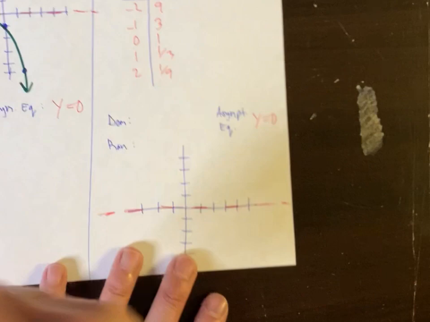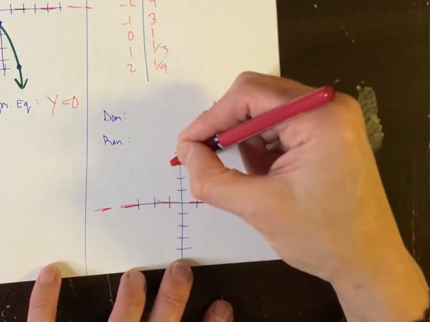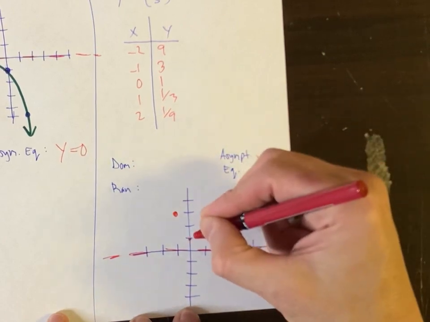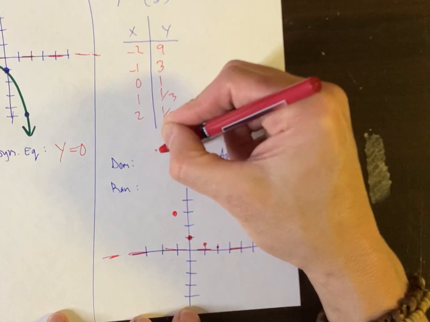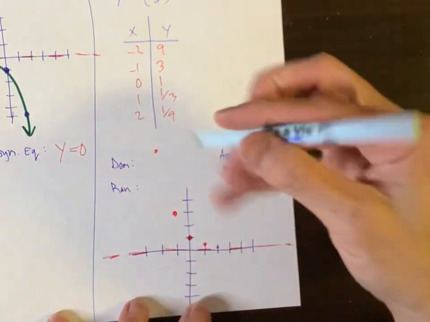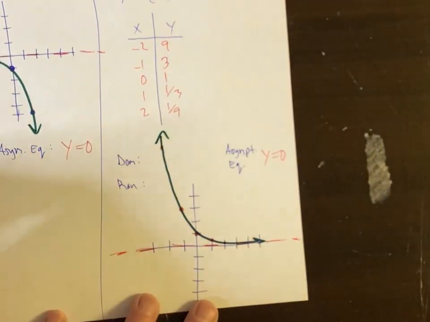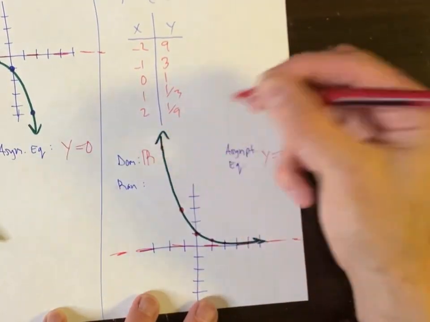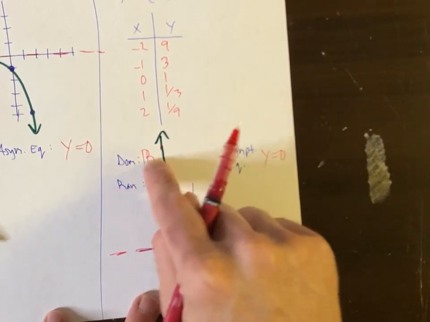And if we plot these points, here in red, I suppose, we get -1, 3. And then we get 0, 1. 1, 1/3. 2, 1/9. And -2, 9 would be like way up here. So here the suggestion is that it looks like this. Now what about the y's? The domain is all real numbers.